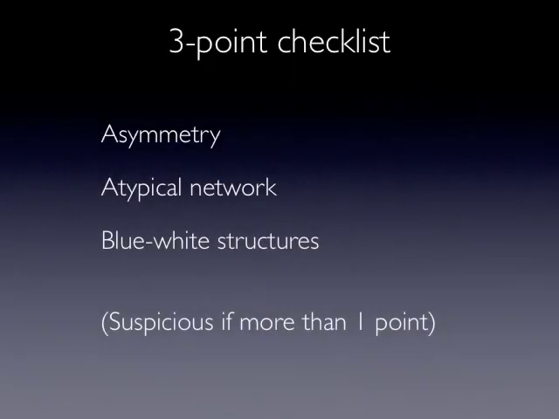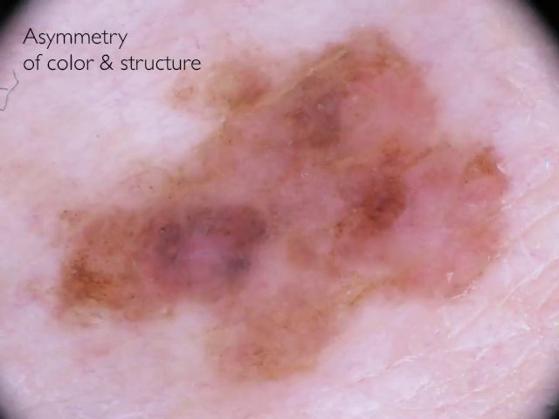What are the three criteria in the list of the three points? Well, they are asymmetry of color and structures, atypical network, and blue-white structures, and the lesion should be considered suspicious if more than one point, that is, one of these criteria, is present.